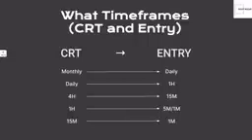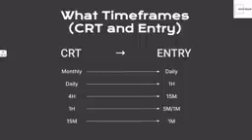A lot of you guys have probably been waiting for this part. CRT and entries. If your CRT is performing on the monthly chart, so if you're looking for your CRT ranges on the monthly, your entries must come from a daily chart. If your CRT is from a daily chart, your entries must come from a 1 hour chart.